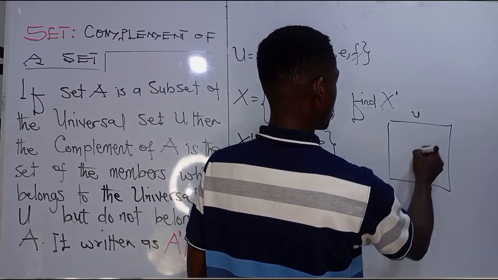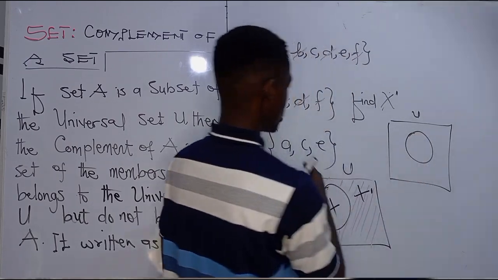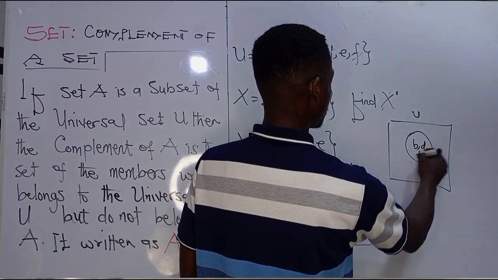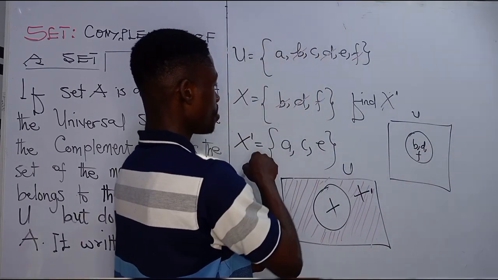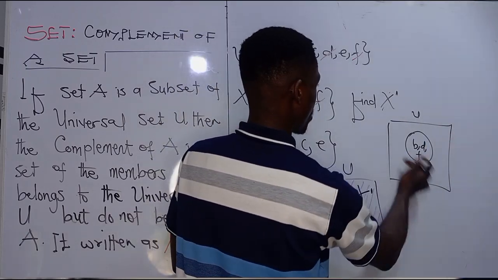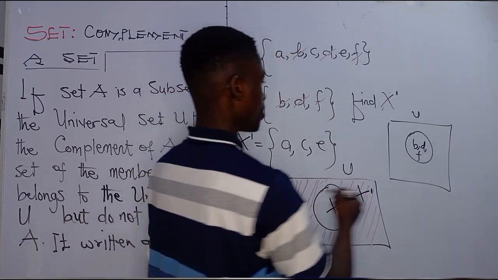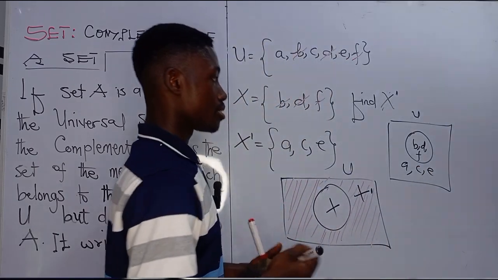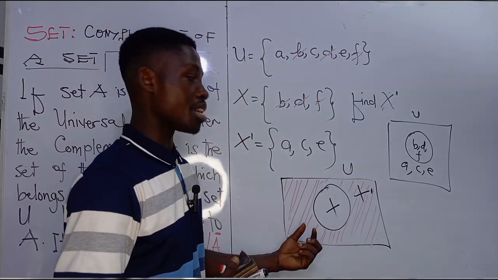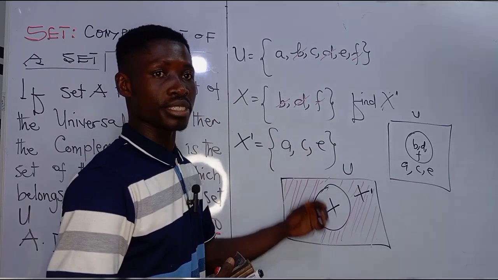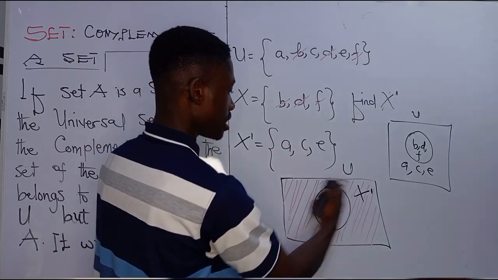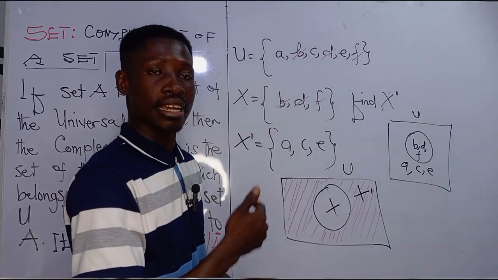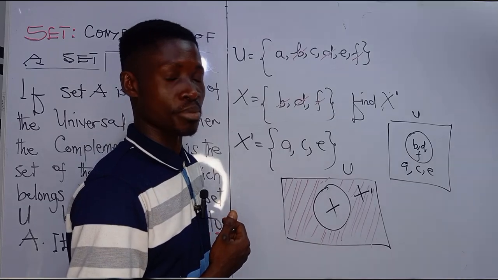You have your universal set, you have the subset X, which contains the elements D, E, and F. And then the complement of the set, we are going to write it outside the circle. So we have A, C, and E. So we can use the Venn diagram to represent the complement of a set. All the shaded region outside the circle becomes the complement of set X. Let's take another example.